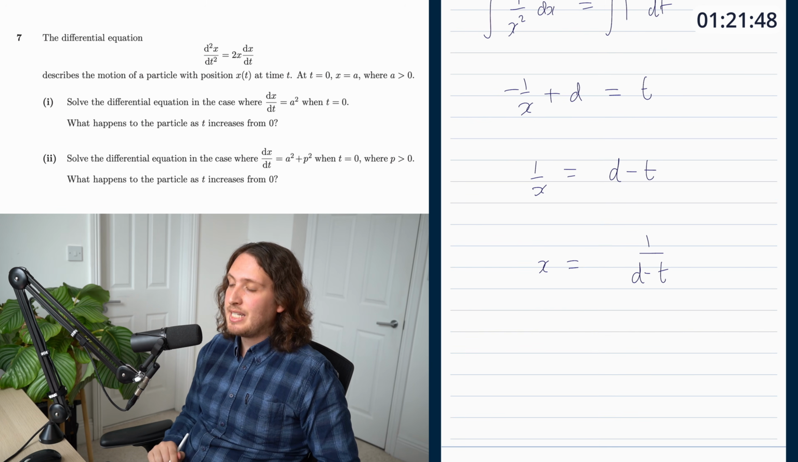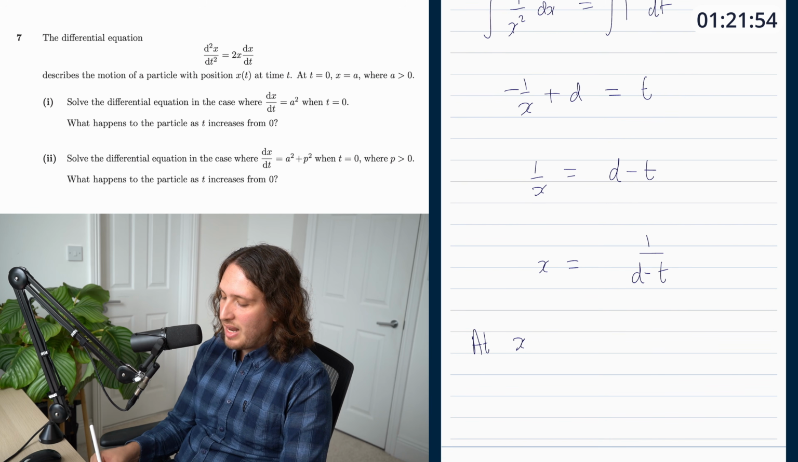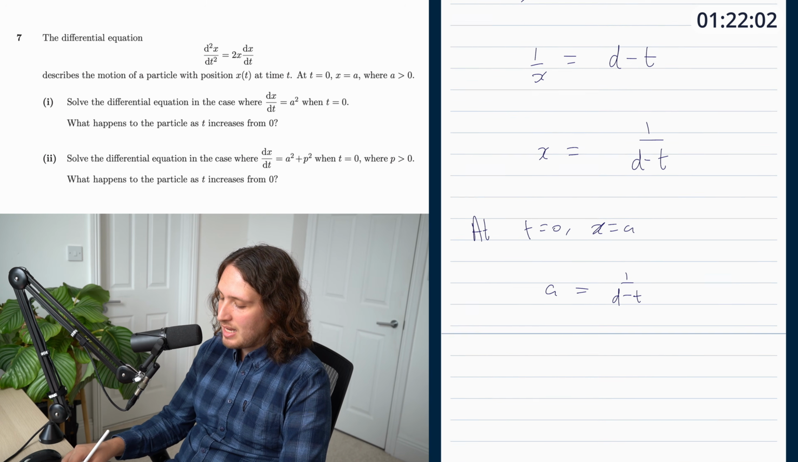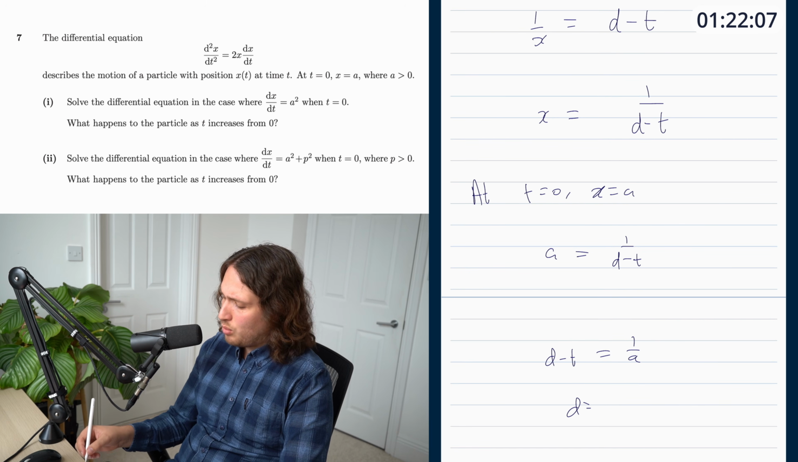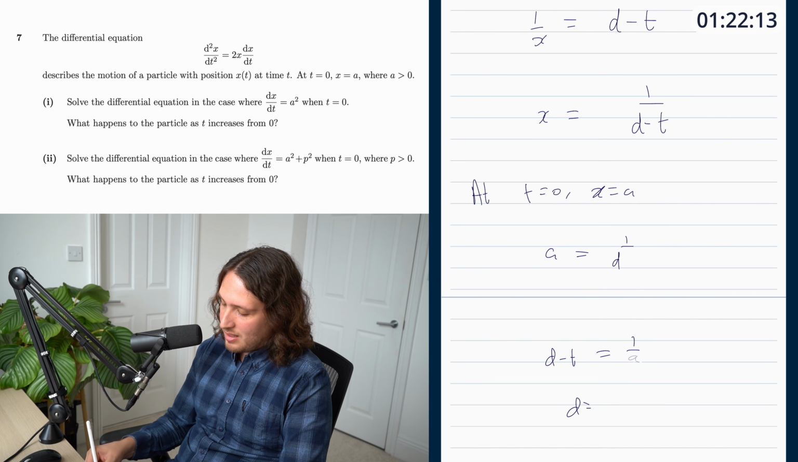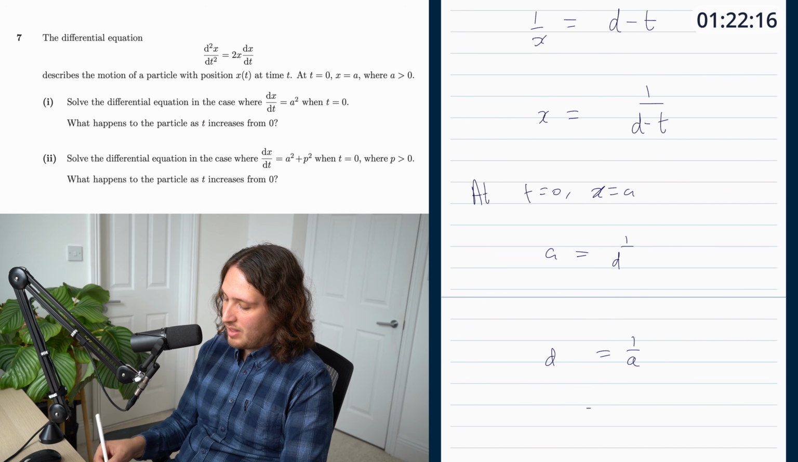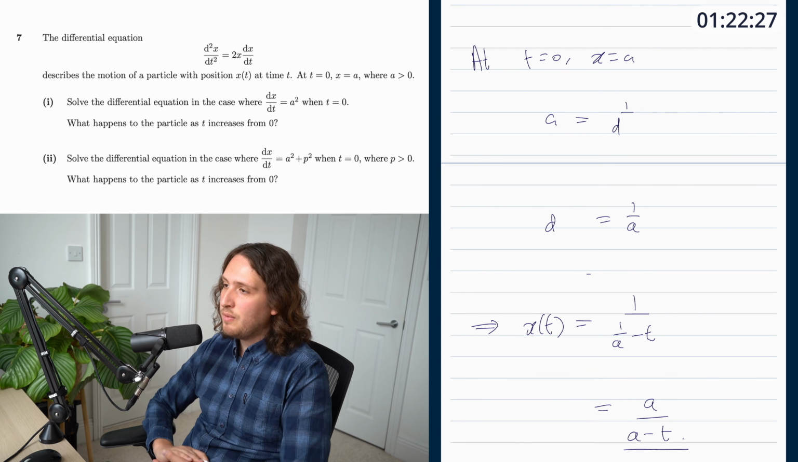And now I just want to test for the value of my constant. So I know that when t is 0, x is a. So a is 1 over d minus t. So d minus t is 1 over a. So d, what's that t doing there? Sorry, there is no t. We've subbed in t is 0. So d is 1 over a. There we are. So that means that x of t is 1 over 1 over a minus t, which is a over 1 minus at. Okay, we've solved.